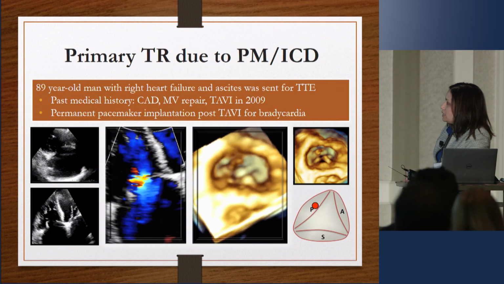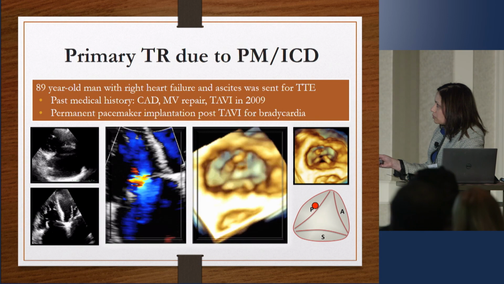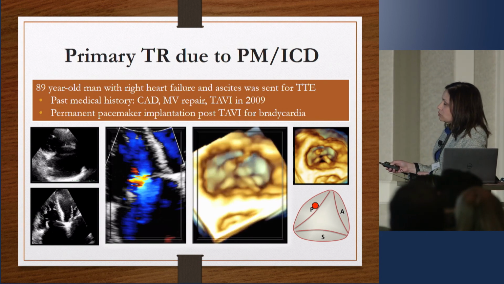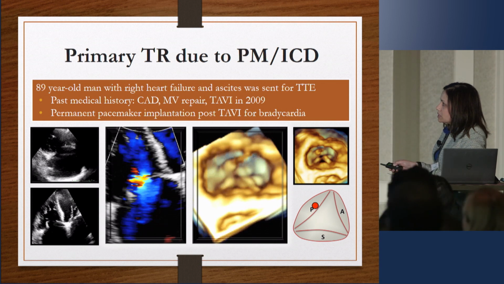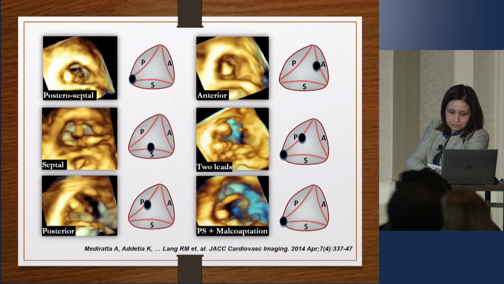And indeed, on 3D echo, you can see there's the pacemaker lead there, seems to be perforating through the posterior leaflet. Now this is again looking at the tricuspid valve from the ventricular perspective down. You can see septal leaflet here, anterior leaflet here, posterior leaflet here. And you can see how that pacemaker lead seems to be going through the posterior leaflet. So that also agrees with what we see on 2D echo.